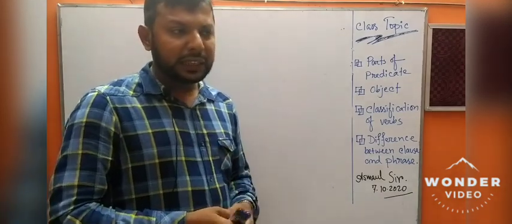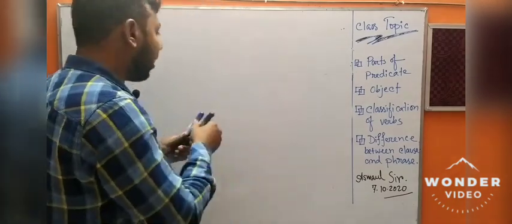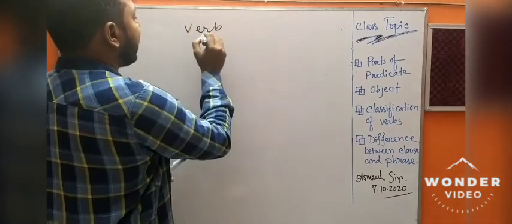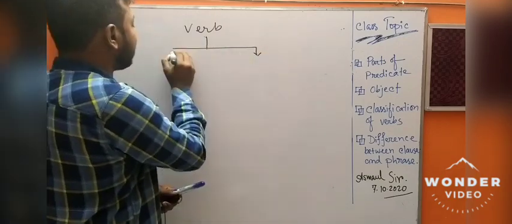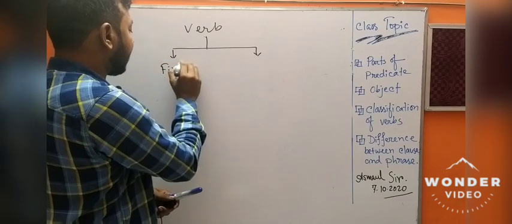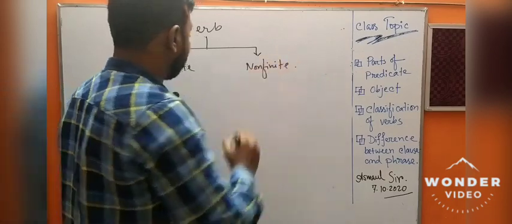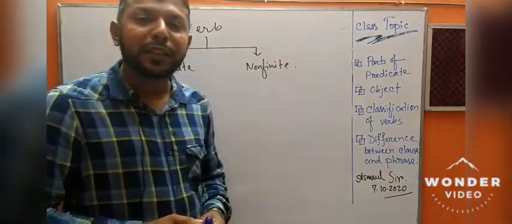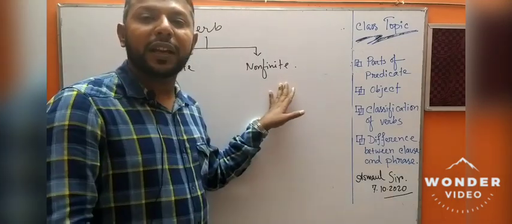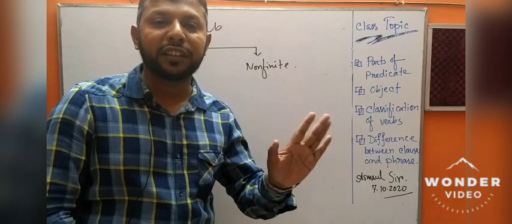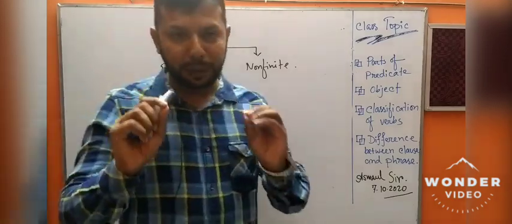Now, verb classification, very easy. You have learned many verbs, you know the names of many verbs, but there is a discipline of classification, and you should learn it. So, what is verb? In the general sense, there are two kinds of verbs: finite and non-finite. You may have learned what is finite and non-finite, but there is no need to memorize the definition. I want to tell you one thing, and that is very special.